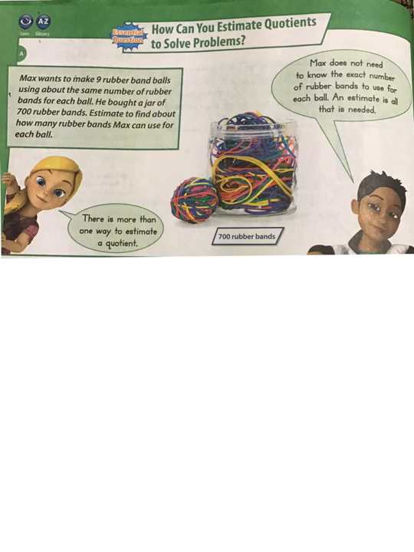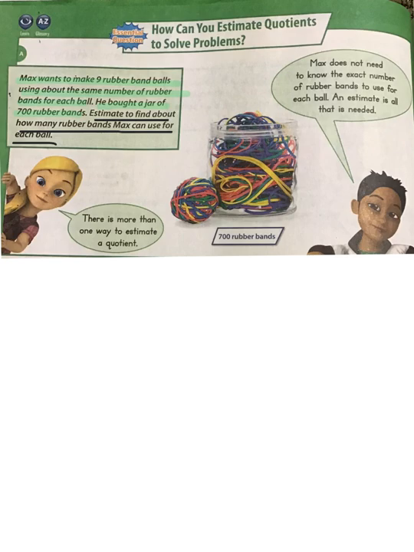Today, we are going to learn how you can estimate quotients to solve problems. A quotient is the answer to a division problem. Max wants to make 9 rubber band balls, using about the same number of rubber bands for each ball. He bought a jar of 700 rubber bands. We need to estimate to find about how many rubber bands Max can use for each ball.